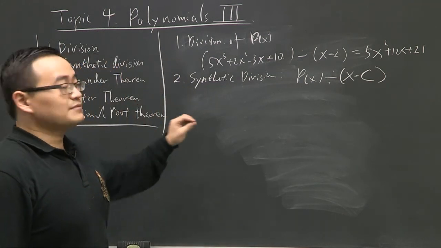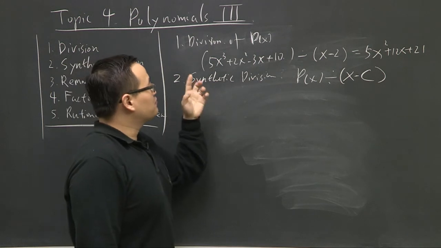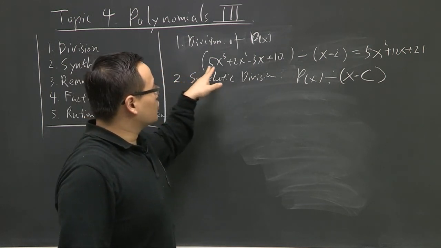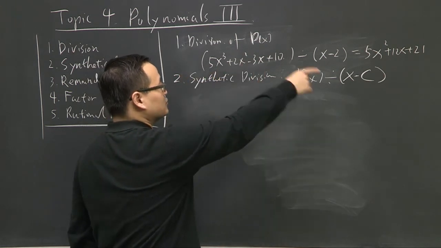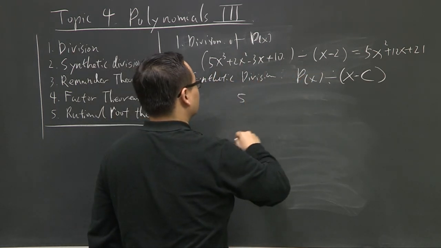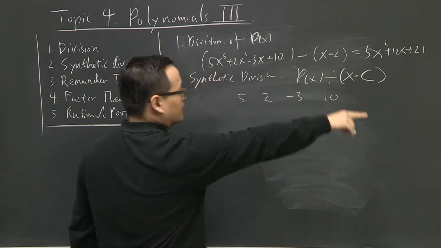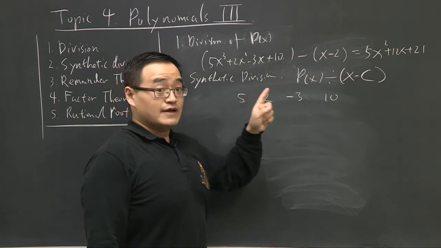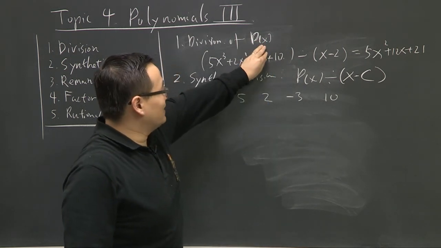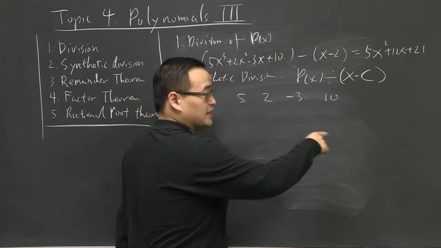The way you set up synthetic division is that you put all the coefficients. You only need the coefficients, in order of the highest to lowest degree. So you have 5, 2, negative 3, and 10 in this order, right? Third degree, second degree, first degree, zero degree. In case you're missing one, let's say this term isn't there, guess what? You have to put a 0 there instead, okay? You cannot skip a term.